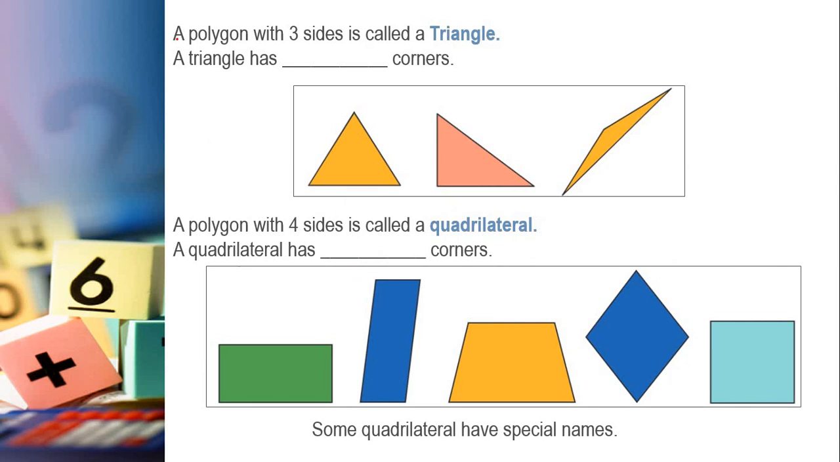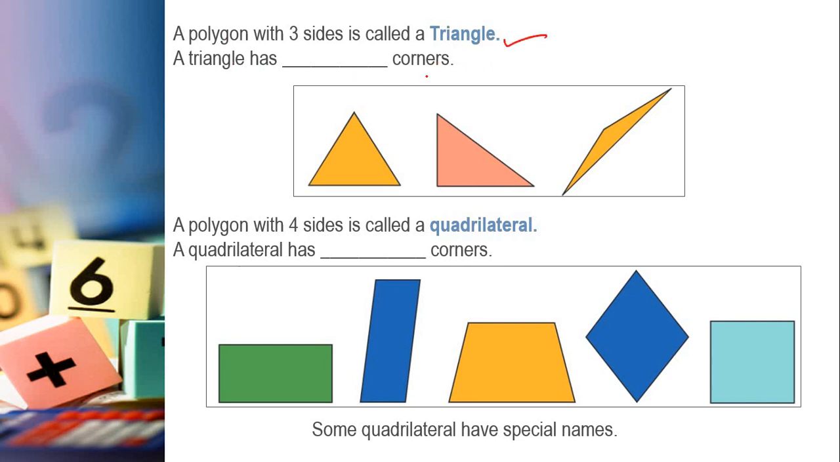See here, children. A polygon with 3 sides is called a triangle. What is a triangle, children? Yes, a simple closed figure bounded by 3 line segments is called a triangle, and it is a polygon with 3 sides. Simply we can say a polygon with 3 sides is called a triangle.